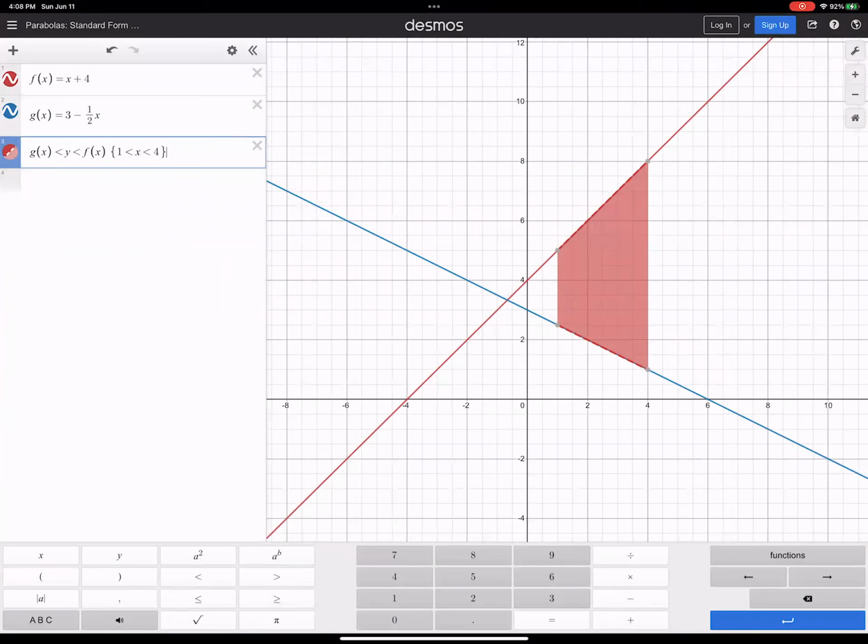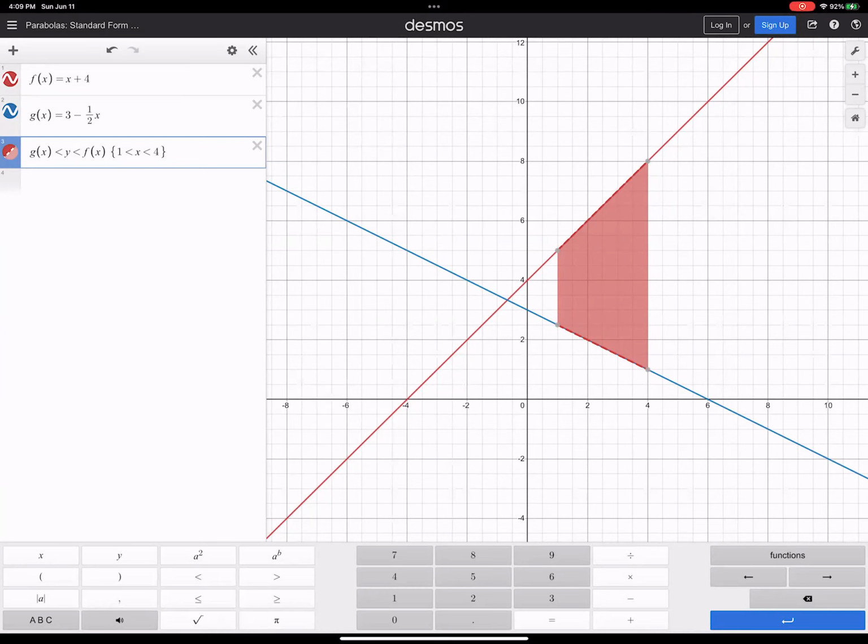So here in red, we have this function here. And in blue, we have this function right here. So with those two, we're looking at the region between 1 and 4. So this is where x is equal to 1 all the way to where x is equal to 4. So starting off there, we're looking for this region here.